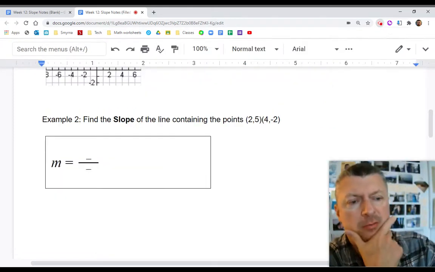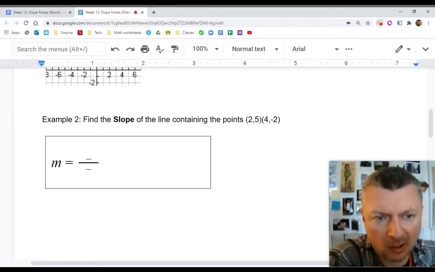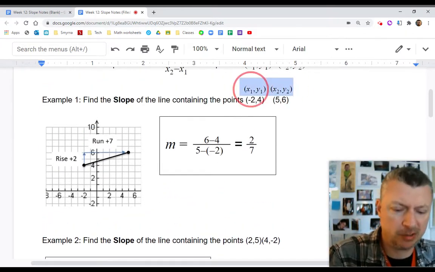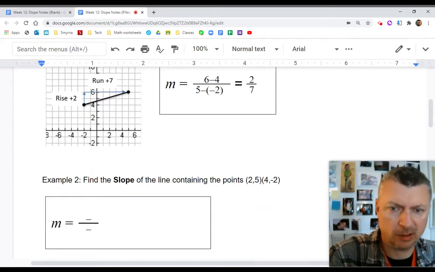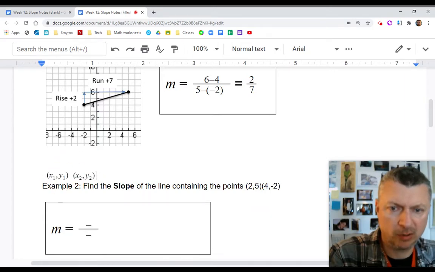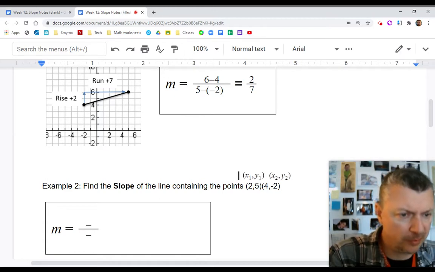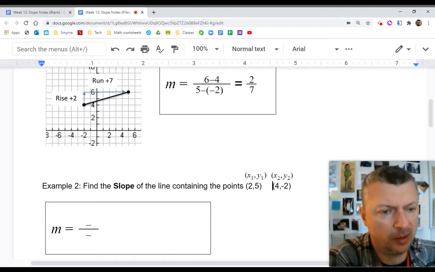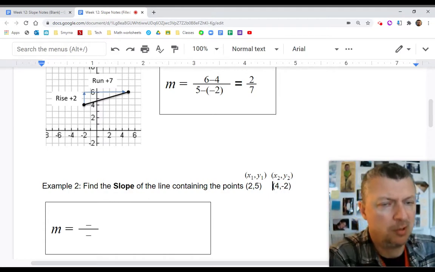All right, let's do another one together. So we have here these points, 2, 5, and 4, negative 2. Now, I'm going to copy this just so I get it all organized so I know which number to put where. All right, we'll get it over there to the points. Slowly but surely. Okay. And then there we go. So there's our x1, y1, x2, y2.